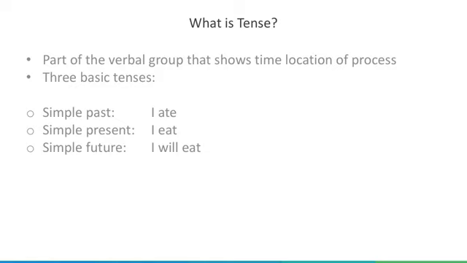First of all, what is tense? Tense is the part of the verbal group that tells us about the time location of the process. Now, you'll remember from the previous video I talked about process types. Tense tells us the time location of the process. There are three basic tenses: the simple past, the simple present, and the simple future.